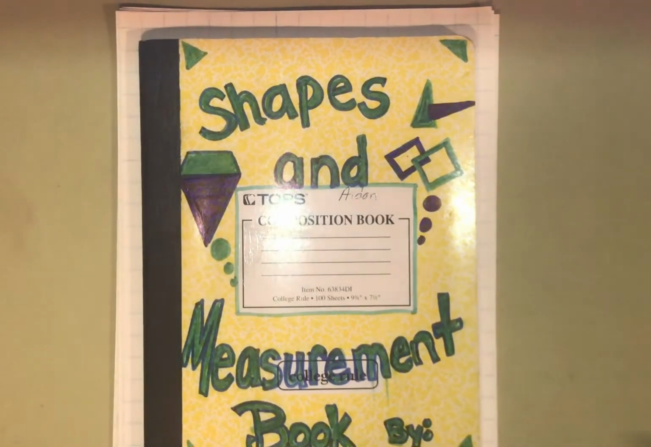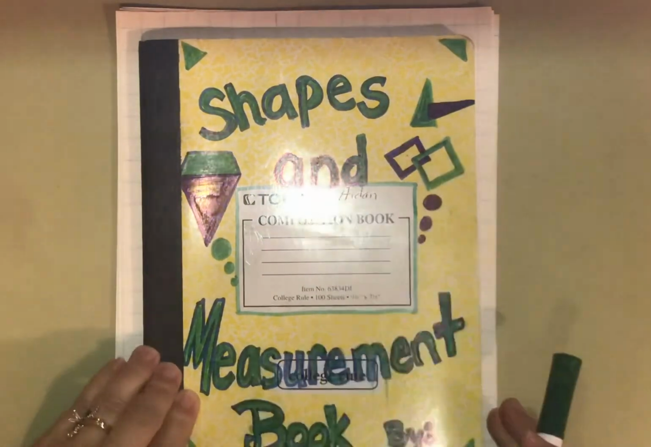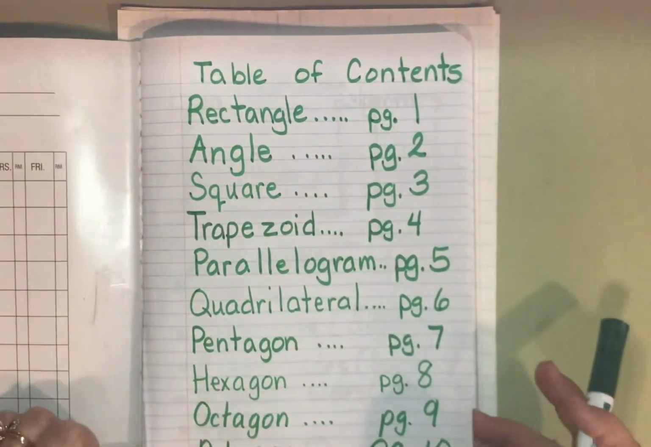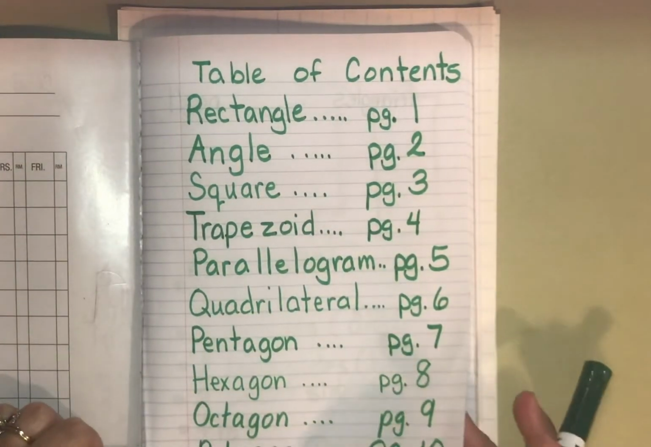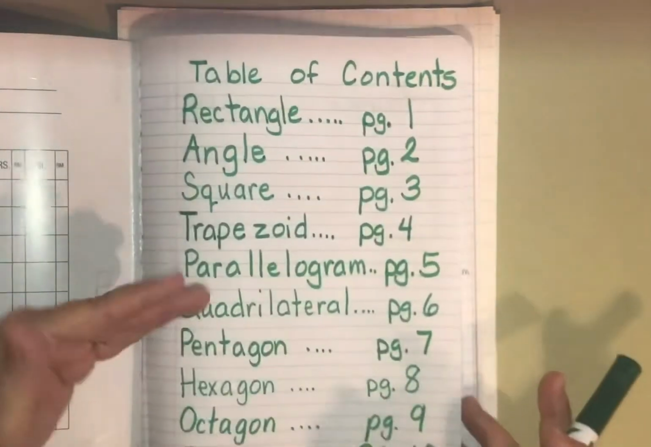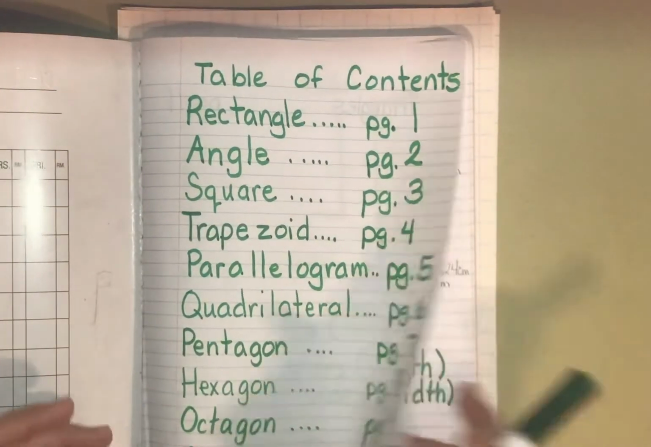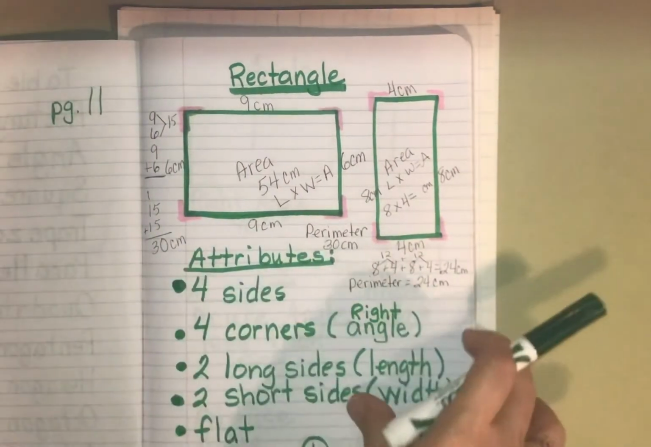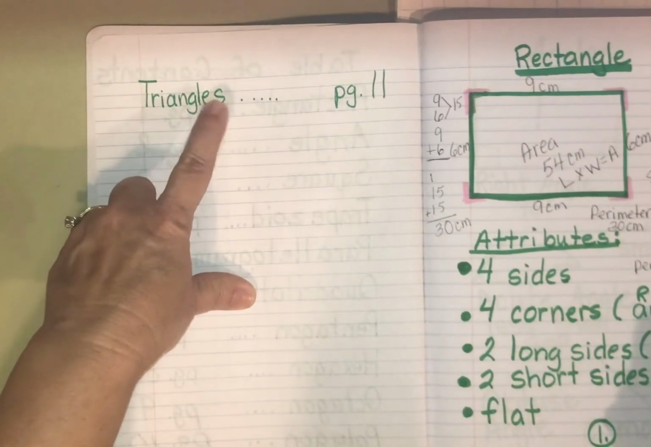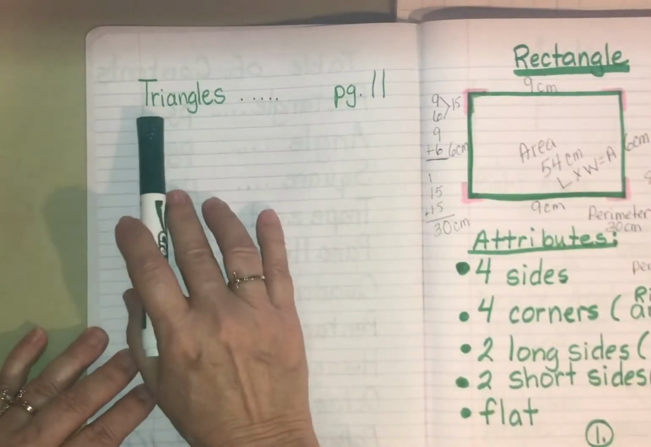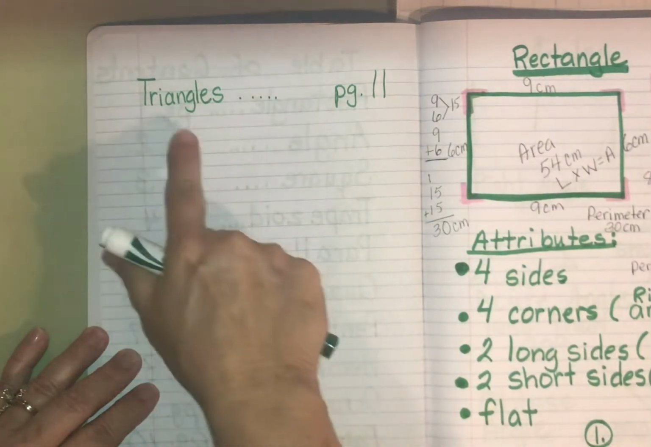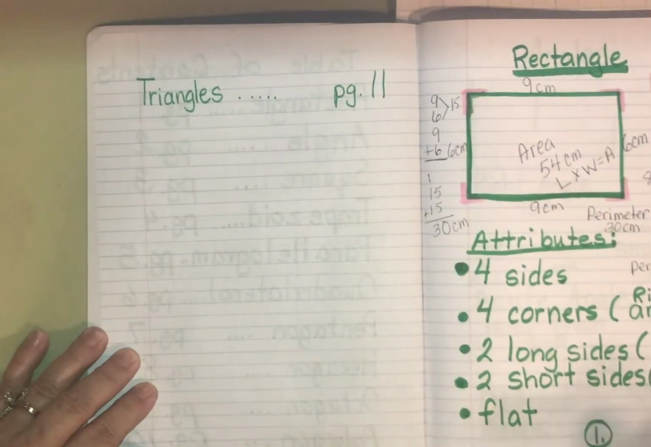Okay, today in our shapes and measurement book, we go to the table of contents, and you can see that I've used up the full front page. So I'm going to go ahead and go to the back side. If you've still got some room, you can go ahead and use the front, but I'm going to go to the back, and you can see here that I wrote triangles, and notice that I put an S because there are more than one triangles. Okay, so that is on page 11.